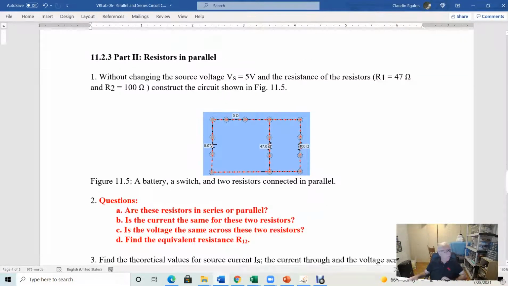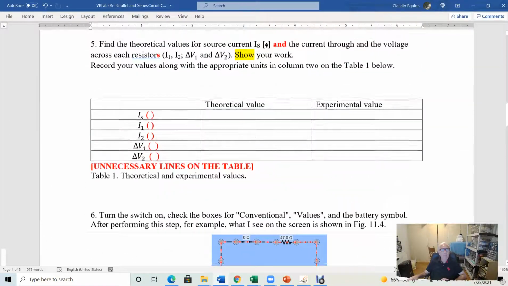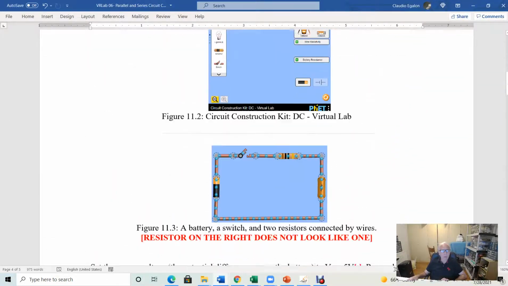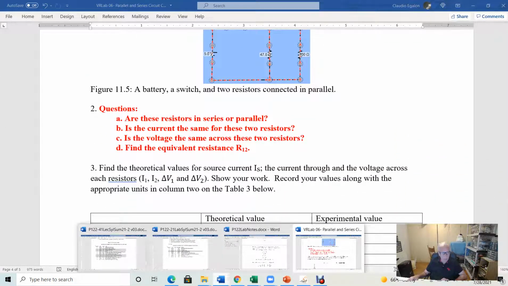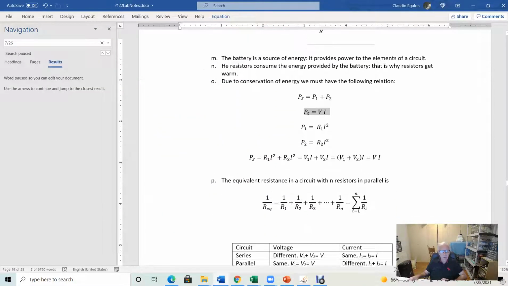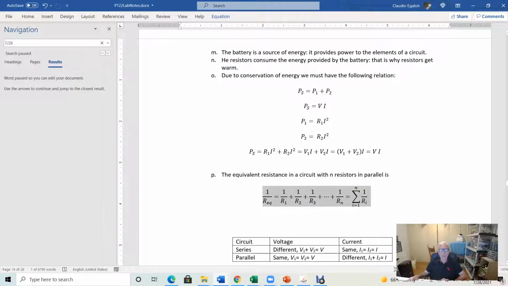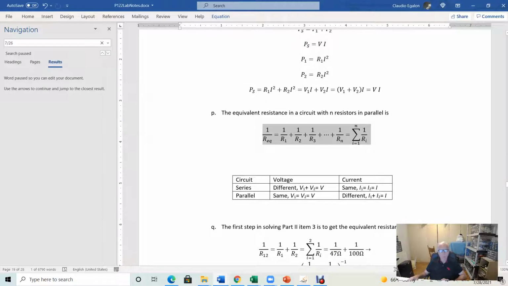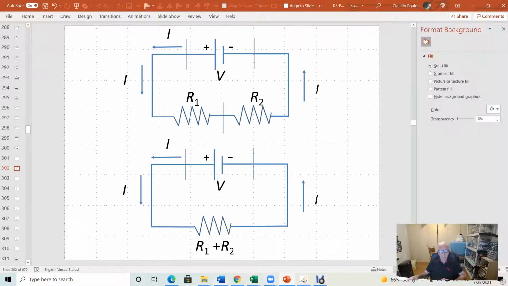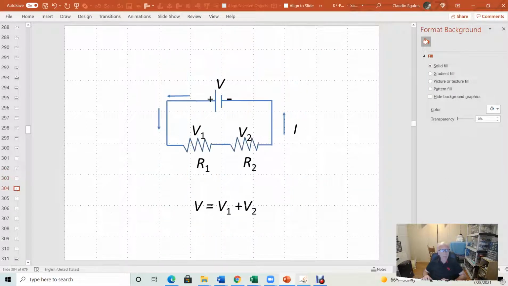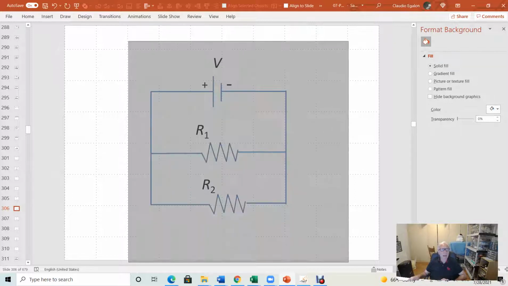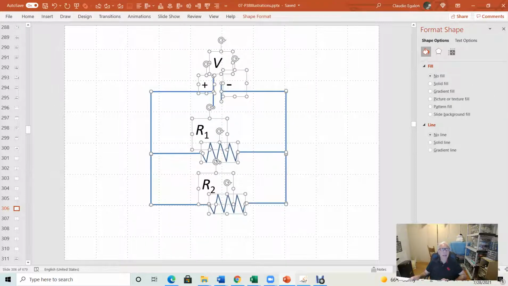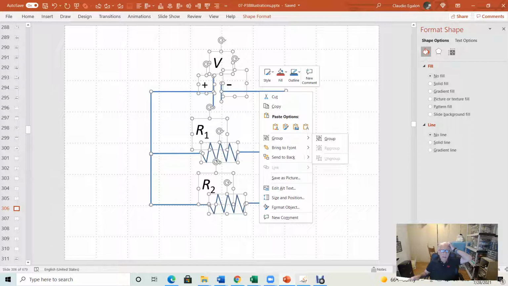For circuits in parallel, we have an equivalent resistance that's given by this value right in here. In PowerPoint format, let's go get it. That's what we have. 2 resistors in parallel. If I want to make it look like you have in there, I have to rotate this guy.